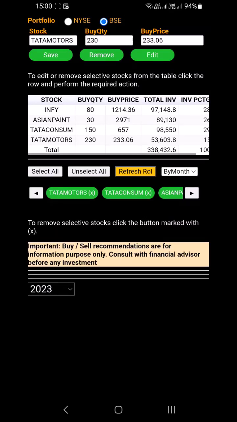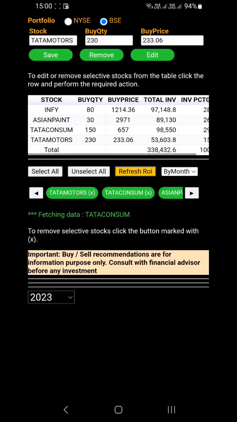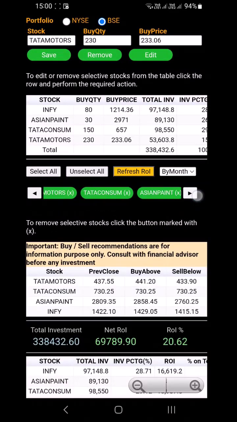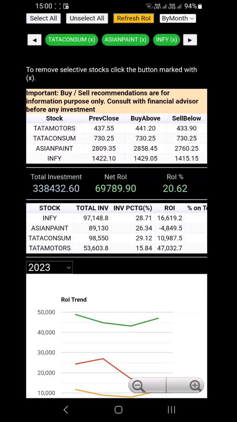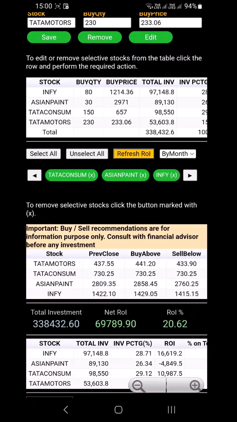You can identify the selected stocks by the green buttons below. Also, you can see as you select the stocks, the data and graphs are fetched and displayed below. Click on the Refresh ROI button to keep the fetched portfolio details and graphs current and accurate.